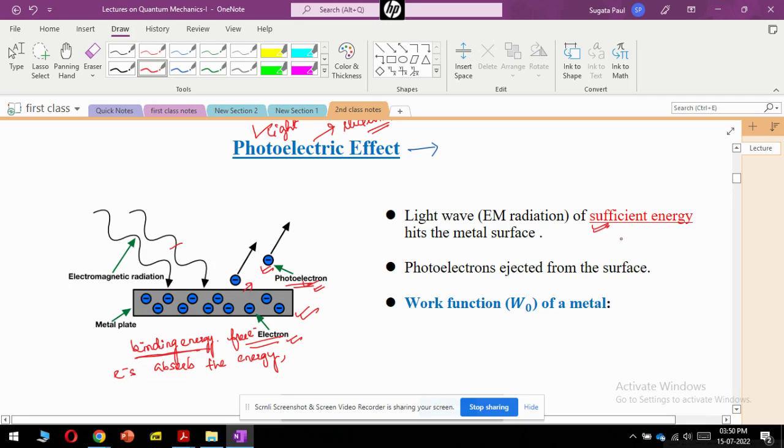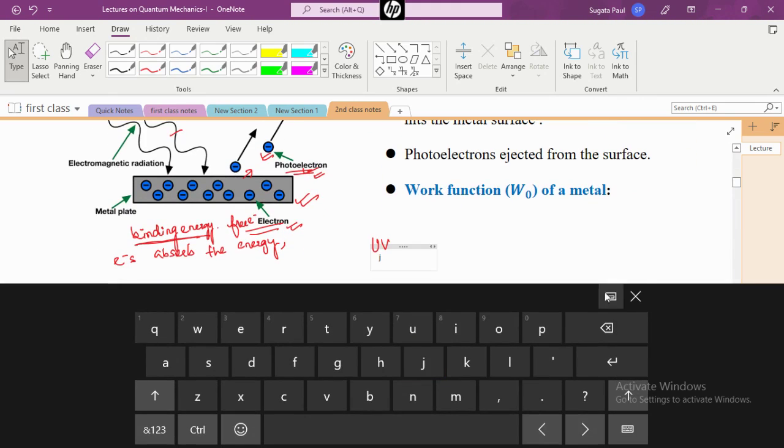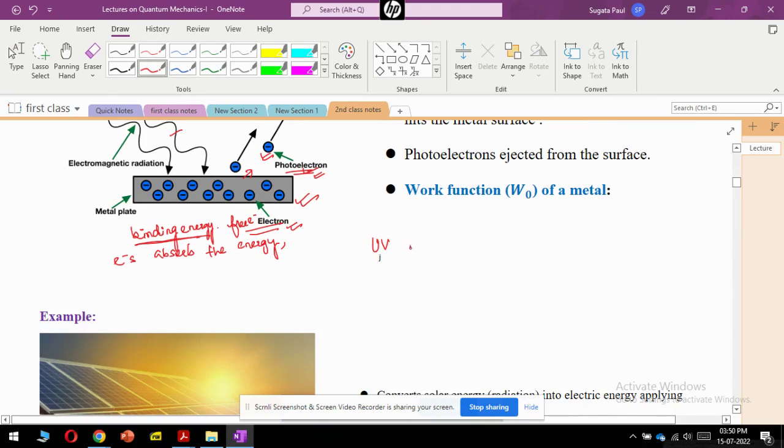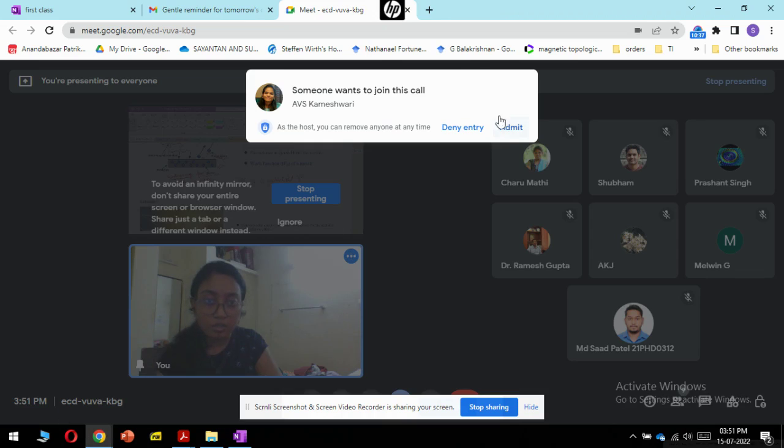Now, mostly in photoelectric effect, we'll discuss UV light or ultraviolet light, which has a shorter wavelength. UV light has a shorter wavelength. Sorry, wavelength lambda is shorter than visible light wavelength. Visible light means the light we see every day, like the colors we see in everyday objects. So visible light wavelength lambda is greater than the UV light wavelength.